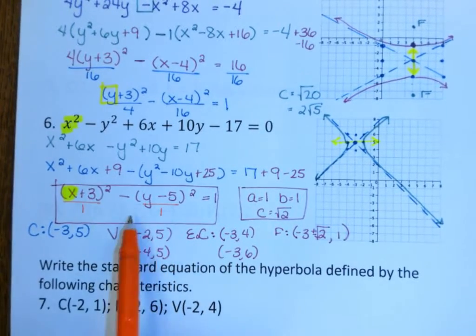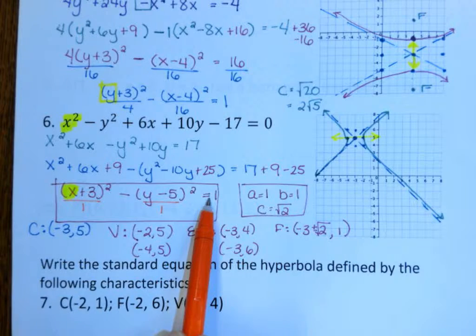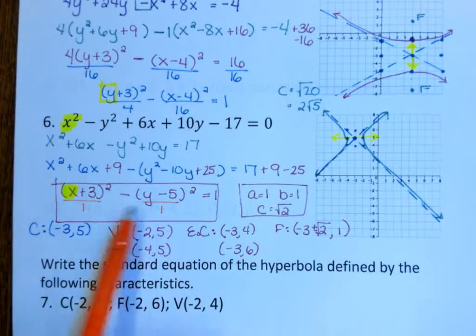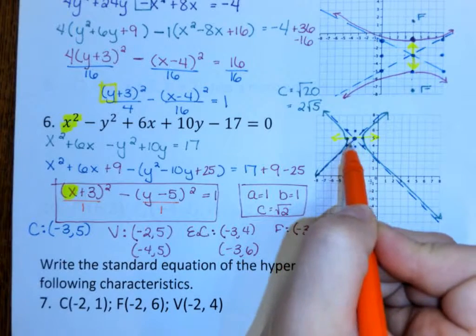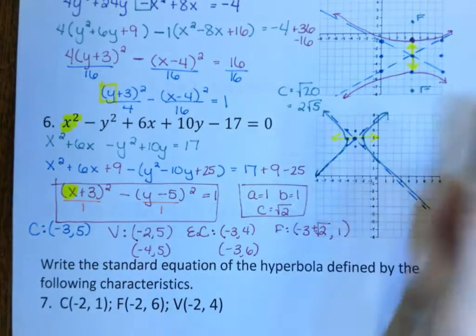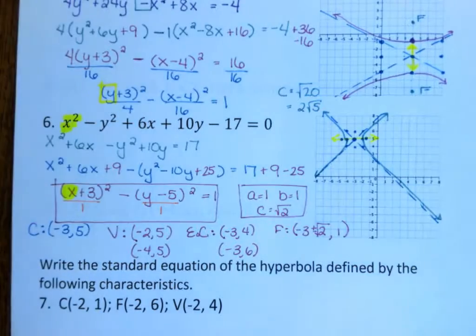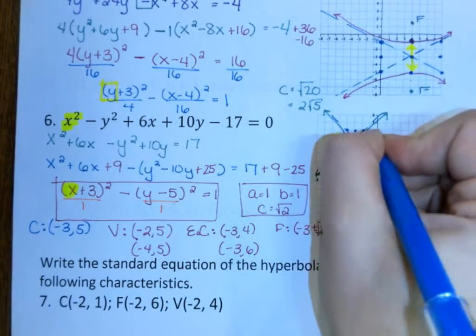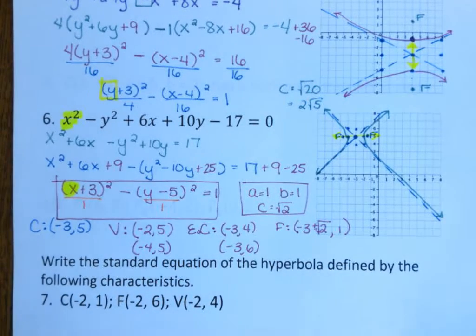I think a lot of people were thrown off by the fact that it equaled 1 in the end. Did that get a little bit confusing for some people? No? Good. For those that did, that's okay. That just means that the numbers that each of my fractions are over are going to be 1. So A is 1, B is 1, and C would then be the square root of 2. The square root of 2 is a little bit over 1, so my focus is going to be right there. And you can see down here, I've got all of my points listed. So take a look at those.